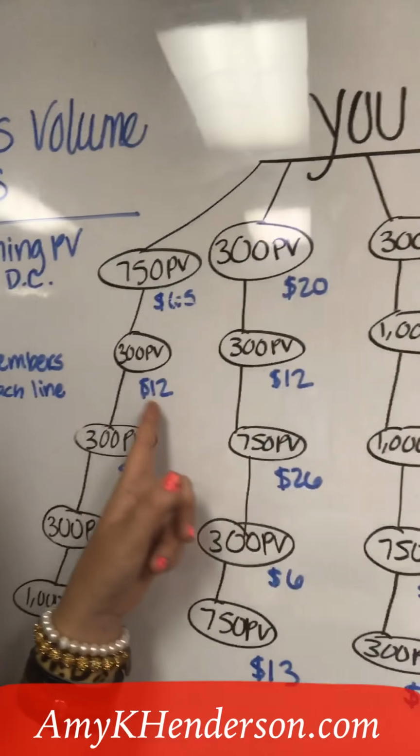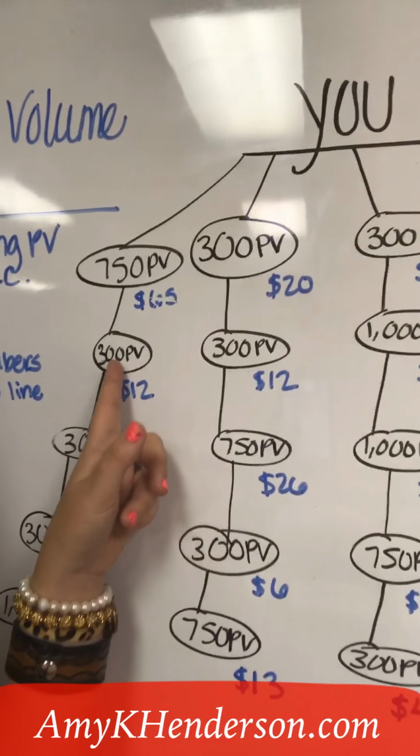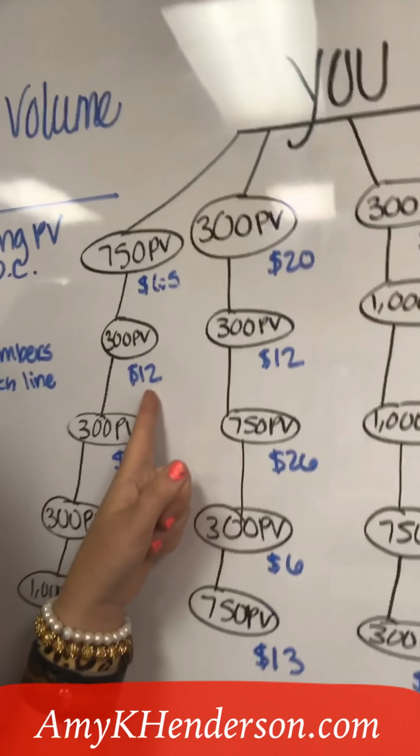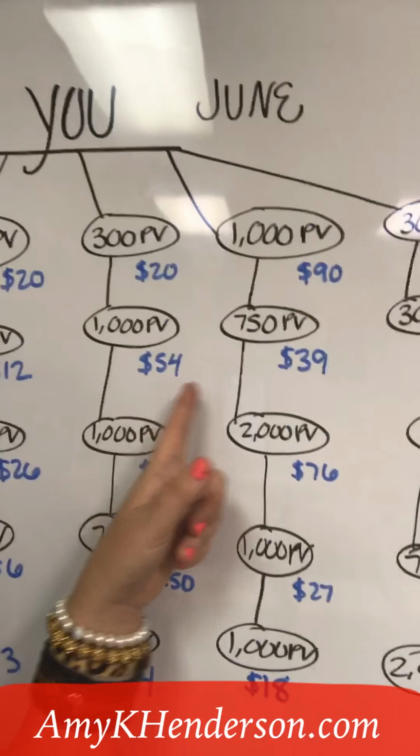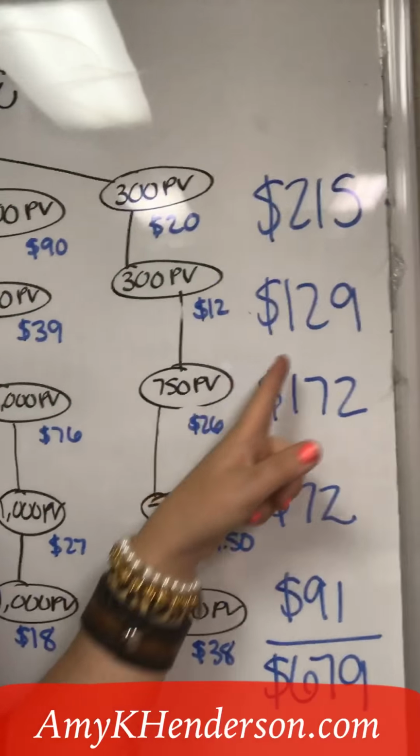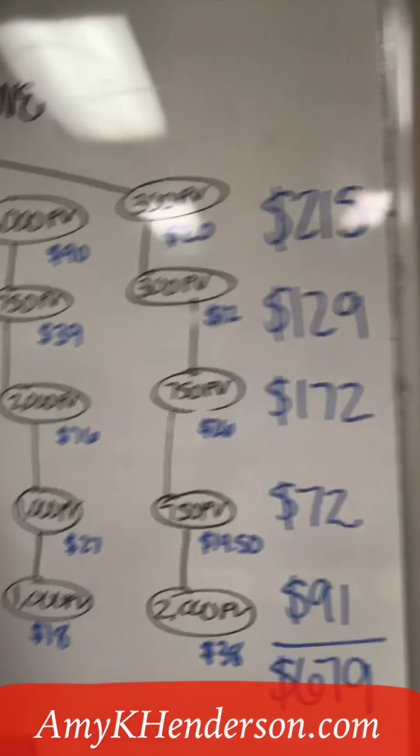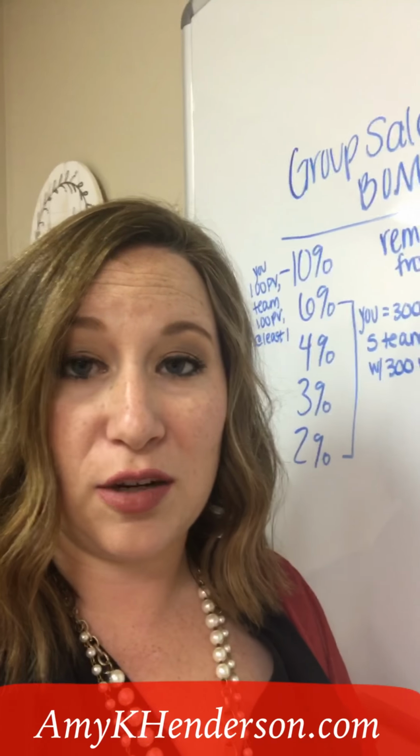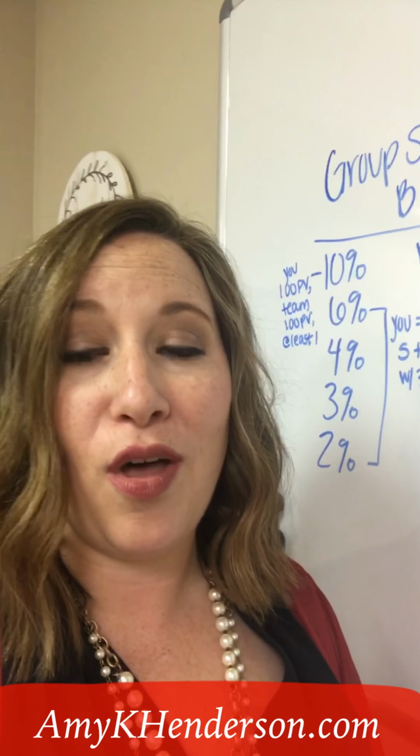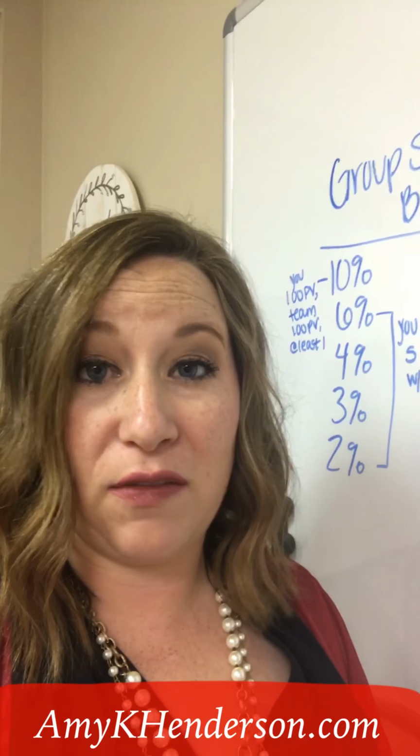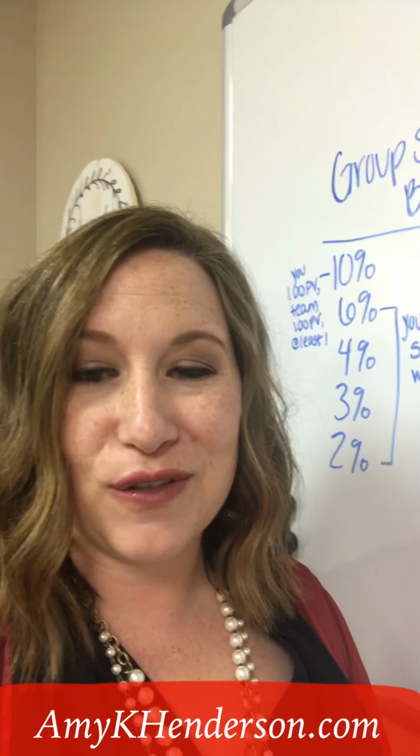So 6% of 200 PV, because remember, we're subtracting that 100 you've already been paid for, is $12, $54, $39, and $12. So on this particular line, you're getting paid $129 of group sales volume bonus because you ordered 300 PV and you had 5 people on each of your first and 2nd lines that have ordered 300 PV or more.